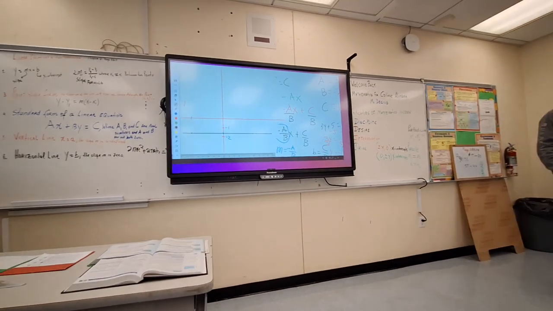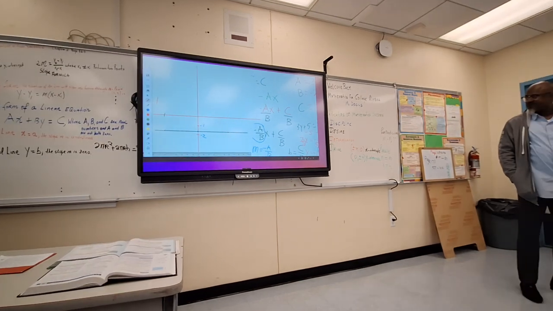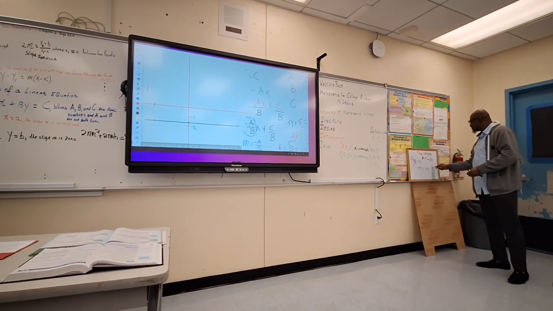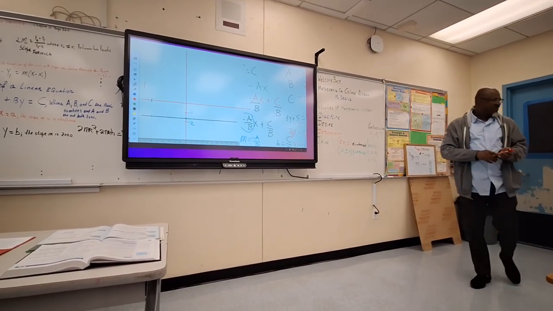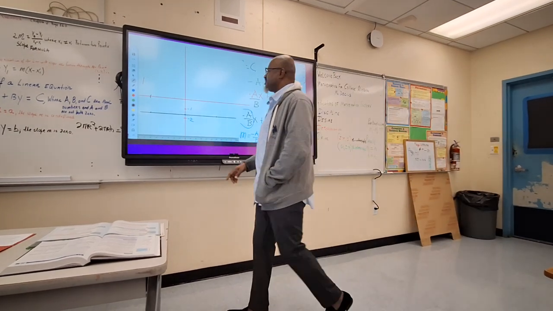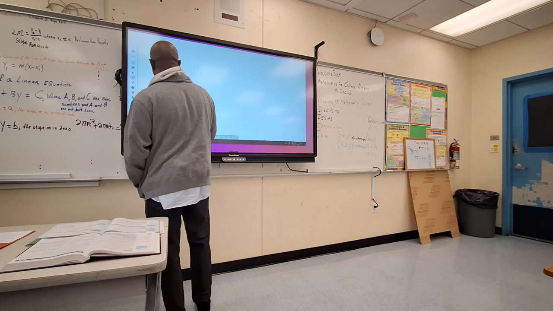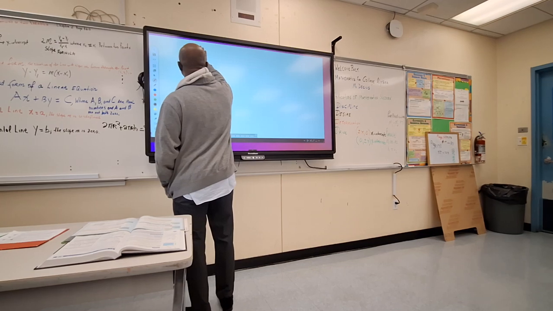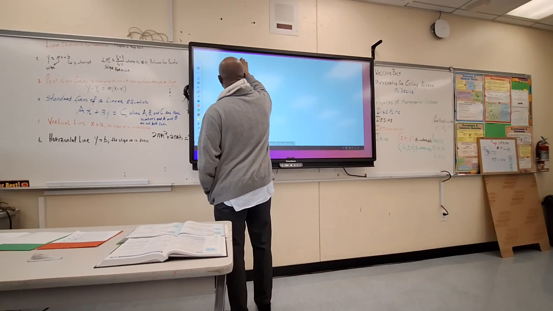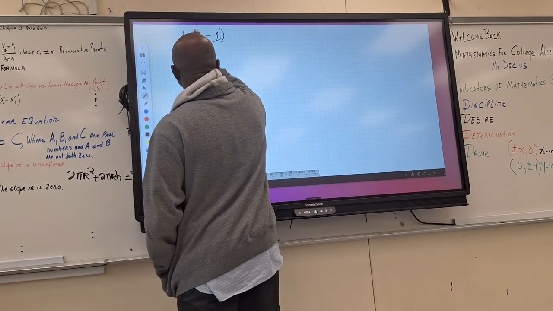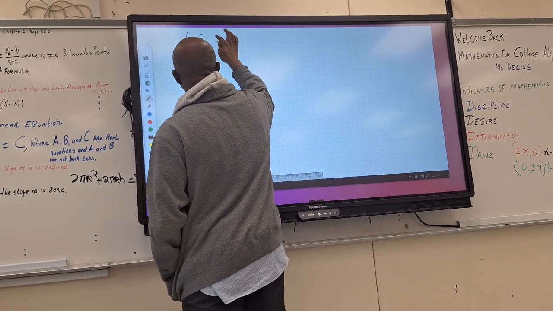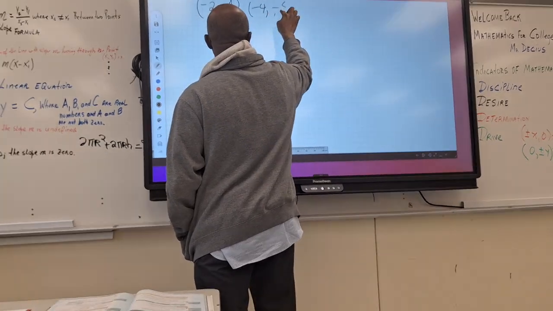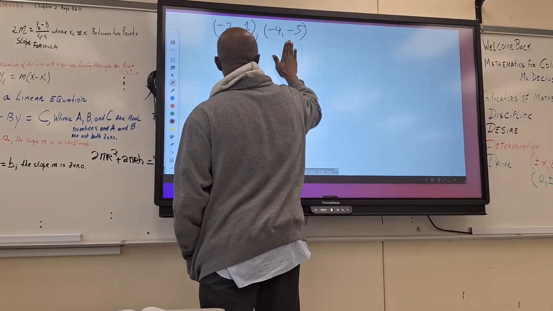That was number 22, if you were to graph it. Number 30. What is number 30? Negative 2, minus 1. Just 1? Yeah. All right. And then negative 4, negative 5. In this case, I have to find the slope.